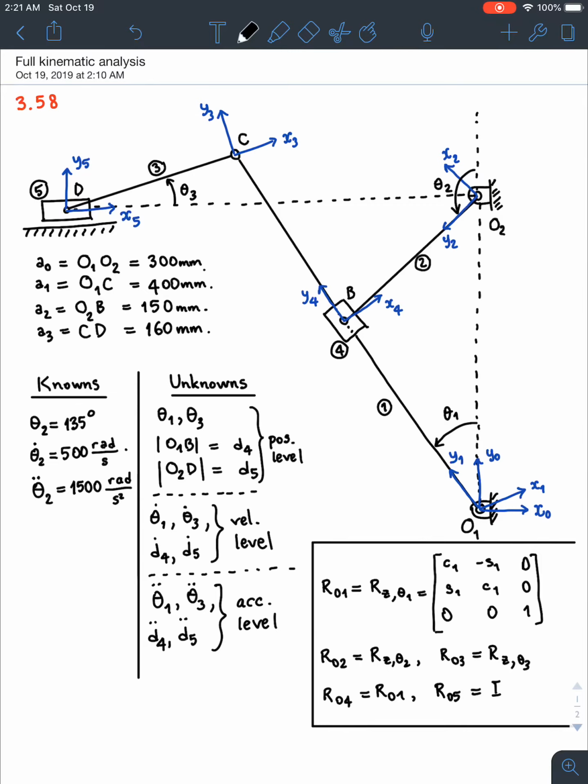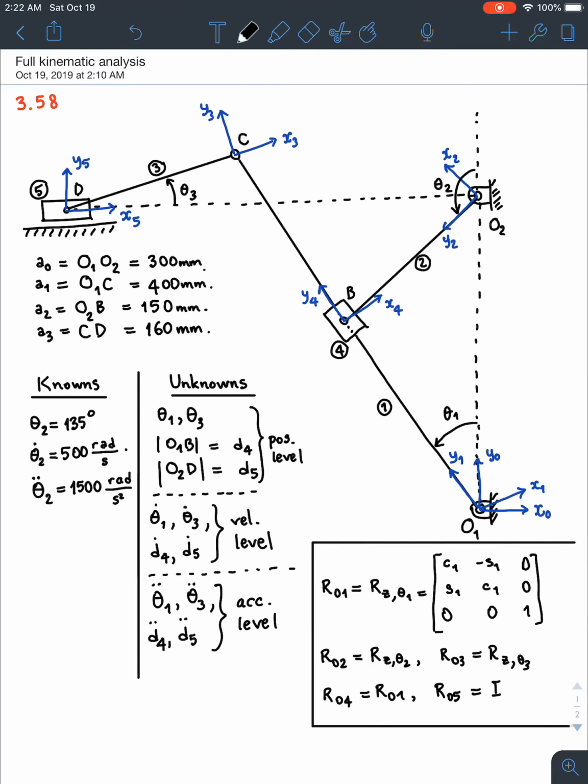So the first set of axes x1, y1, z1 are fixed on the first link. Here, this is the first link. The second link is over here, and the second set of axes x2, y2, z2 are fixed on the second link. The third set of axes are fixed on the third link. Fourth are fixed on this fourth link. Fifth are fixed on the fifth link. So you can see how I assigned the axes, and they are in the blue color.